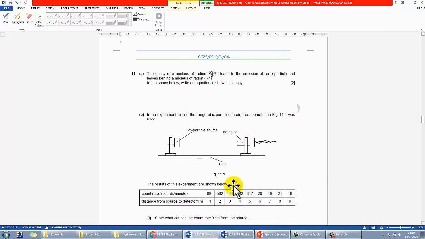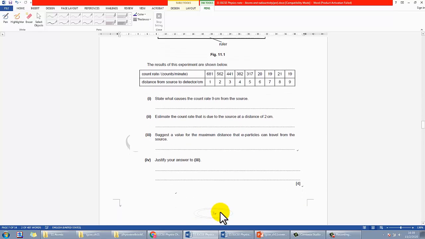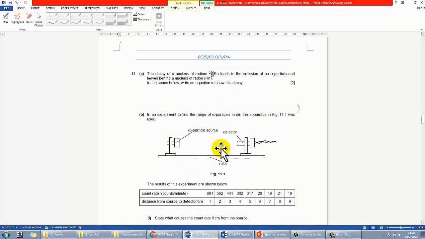To end this part of the video, try to do page 7, this past paper question. Pause the video now and get back to us when you finish.